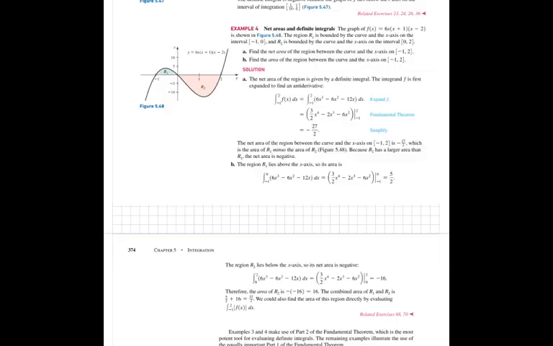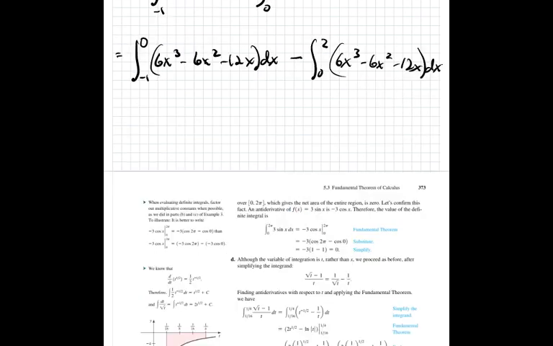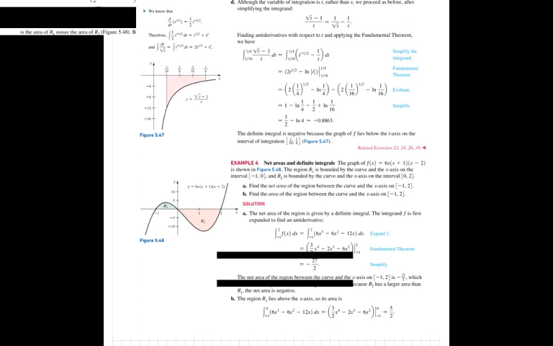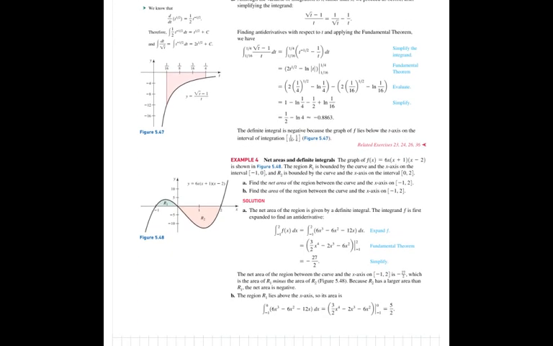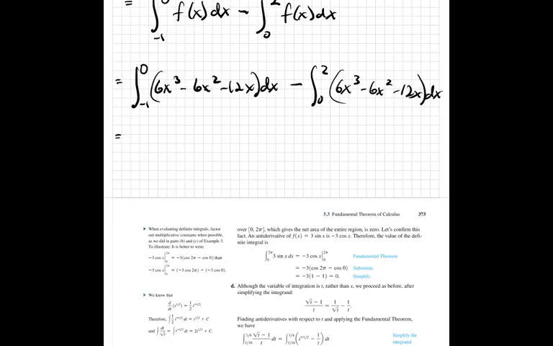Let me see. Okay. I think I got a faster way. Oh, wait, is that the antiderivative? No? Yeah. Okay, let me see if I can do this a little bit faster. All right, so that becomes 6x to the 4 over 4 minus 6x cubed over 3 minus 12x squared over 2, as it goes from -1 to 0. Okay, that doesn't look too bad.